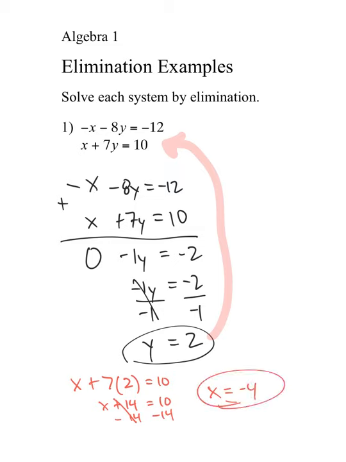Okay, so then the solution to the system is 2 negative. Oh, I wrote that backwards, guys. Ordered pairs are written x, y. So the x term comes first. Negative 4 comma 2. Apologize there, guys. All right. So that's one where they were opposites.